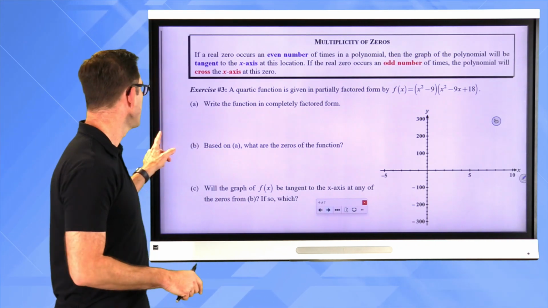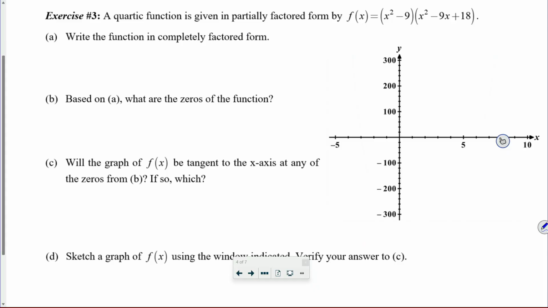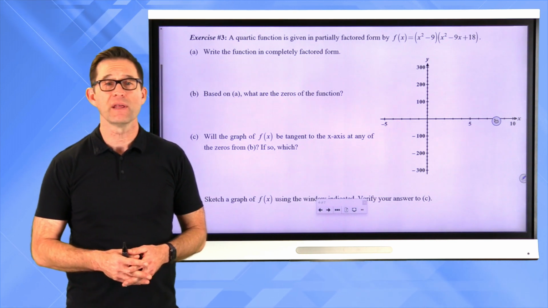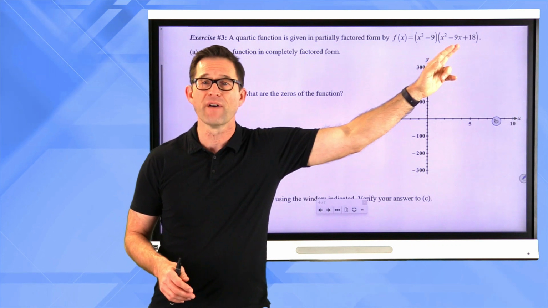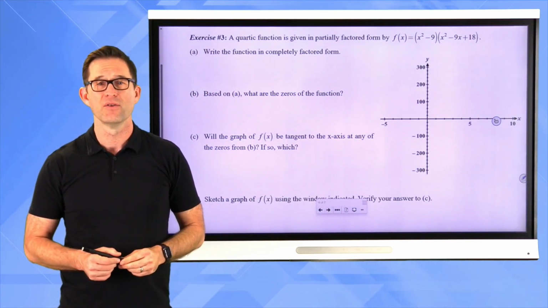So let's take a look in exercise number 3 at a quartic function in x to the 4th. A quartic function is given in partially factored form by f of x equals x squared minus 9 times x squared minus 9x plus 18. Letter A, write the function in completely factored form. Pause the video now and write this function in completely factored form. Obviously, you'll factor that one using one technique, and you'll factor that portion using a different technique. Pause the video now and go ahead and do that.